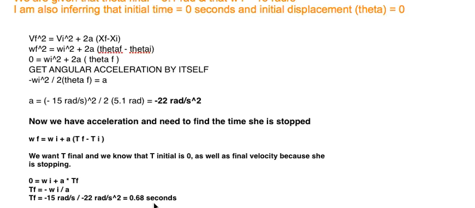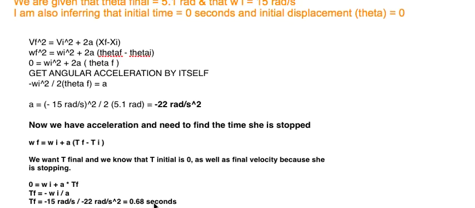So my final answer is that the figure skater is accelerating in the negative direction, which means she's stopping, and that's 22 radians per second squared in the negative direction. And it takes her 0.68 seconds to do this.